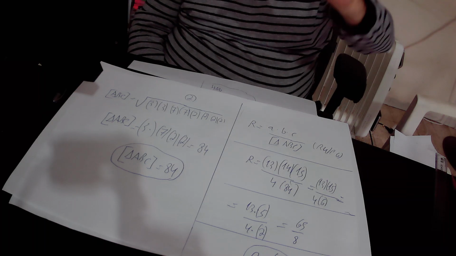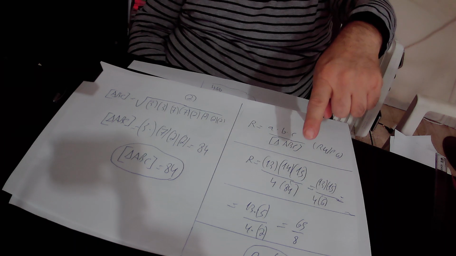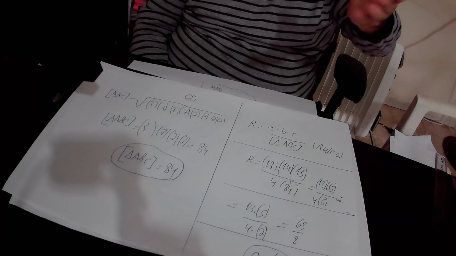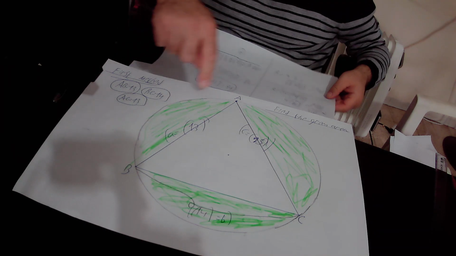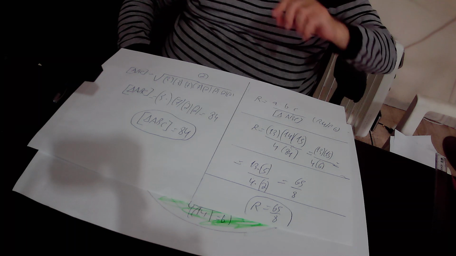So capital R equals 13 times 5, that is 65, over 4 times 2, that is 8. So in total we found that the radius of this circle that circumscribes this triangle ABC equals 65 over 8 units.